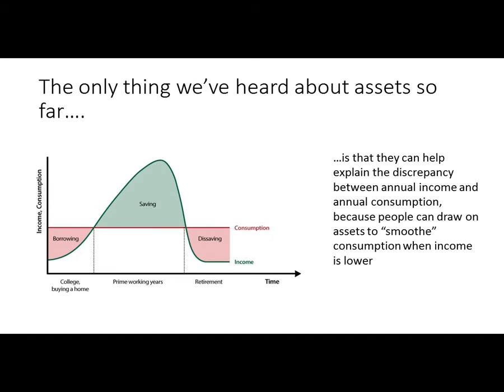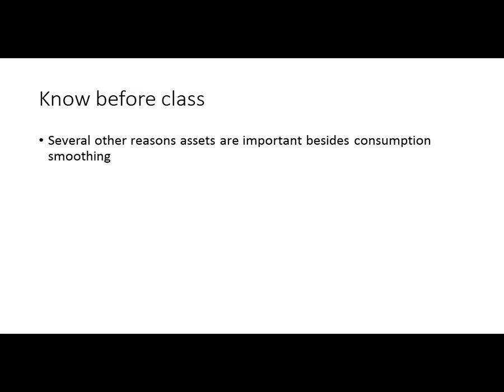The only thing we've really heard about assets so far was from Bruce Meyer and James Sullivan with their consumption approach to poverty, and they thought that assets helped to explain the discrepancy between annual income and annual consumption, and between lifetime income and lifetime consumption, because people could draw on their assets when they were in a saving period, when their consumption was less than their income. They could build up assets during that time and use those saved up assets to smooth their consumption when income was lower.